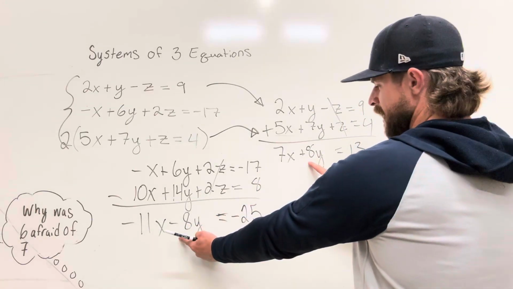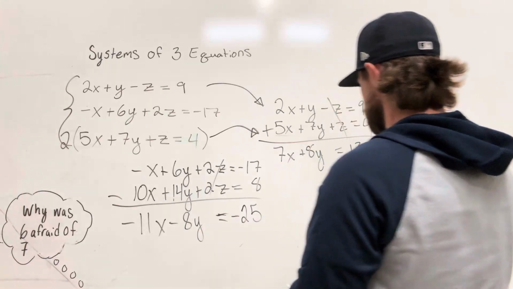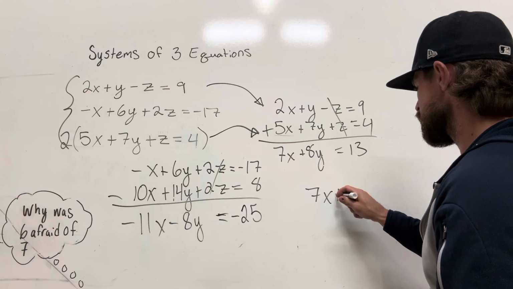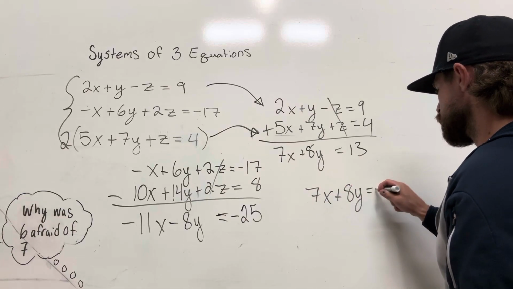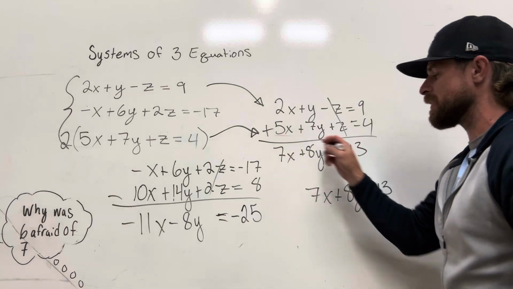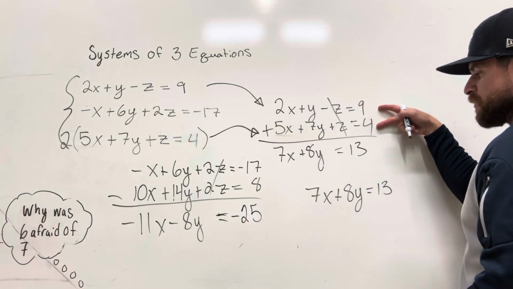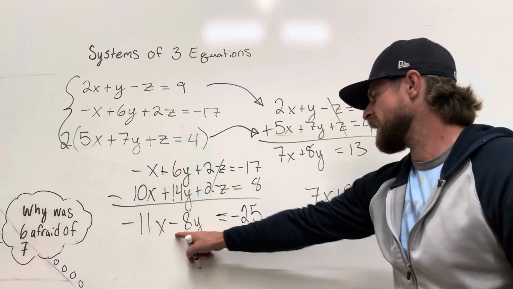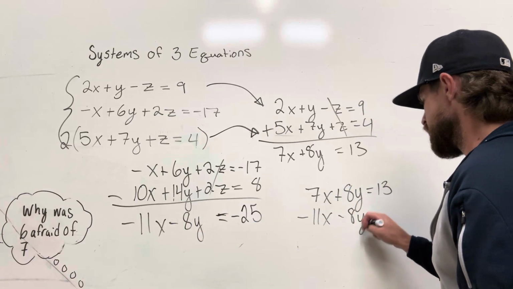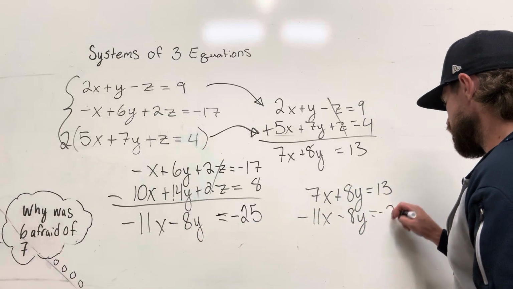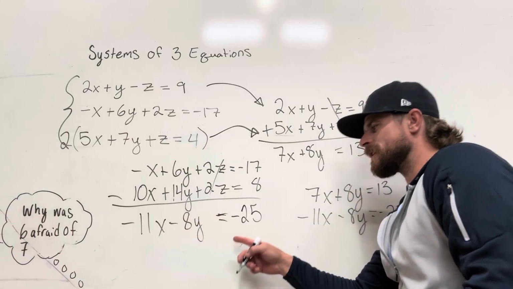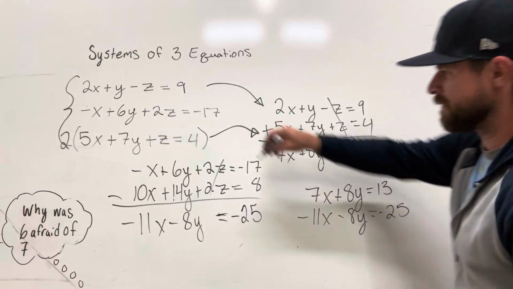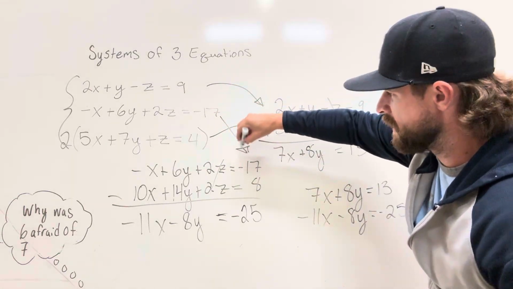Okay, now let's use a negative 11x plus 8y with 7x plus 8y. Good news is we have opposites here. That's going to take care of some business. Let's just rewrite this down here. 7x plus 8y equals 13. That's the equation we got without a z in it from the first 2. And now we're going to take negative 11x minus 8y equals negative 25. And that's the second equation we got from eliminating the z's from the other 2 equations. Okay, we used the middle one and the bottom one.